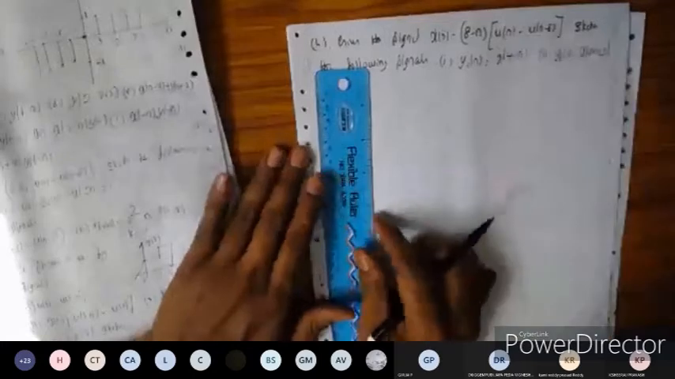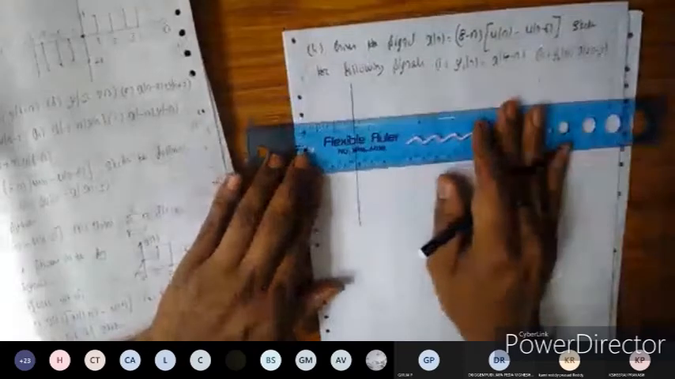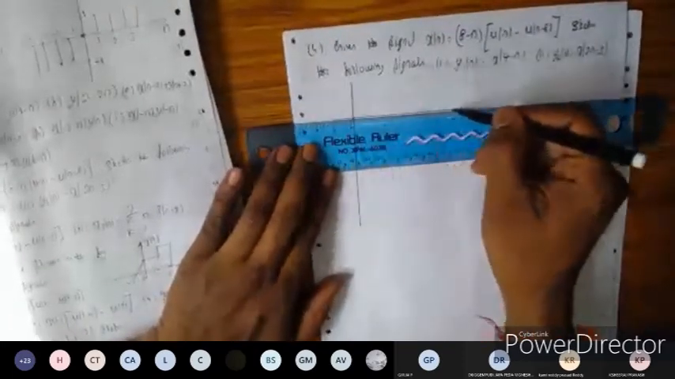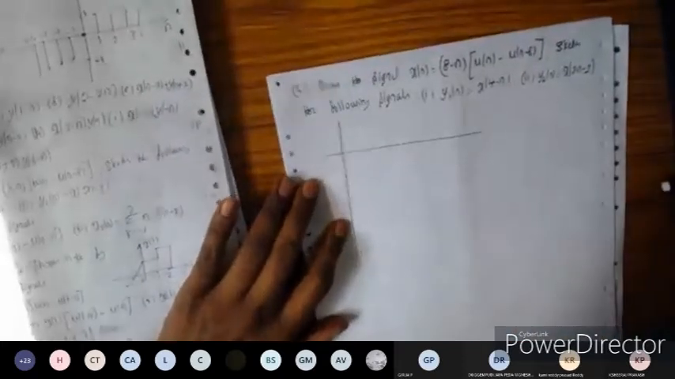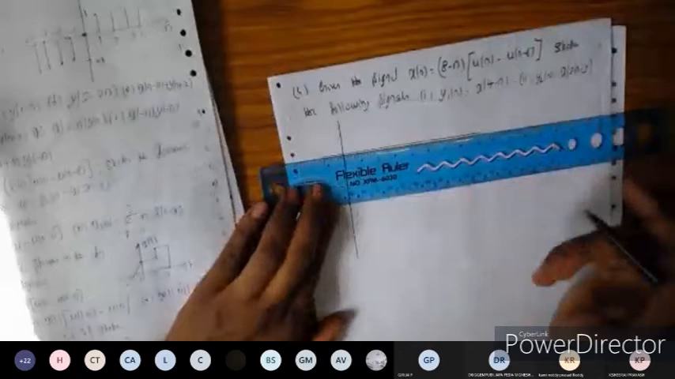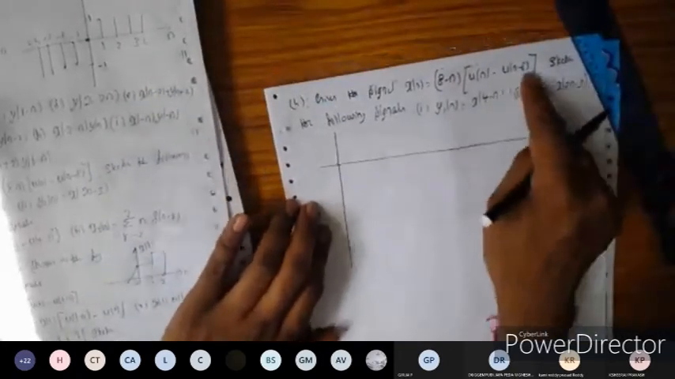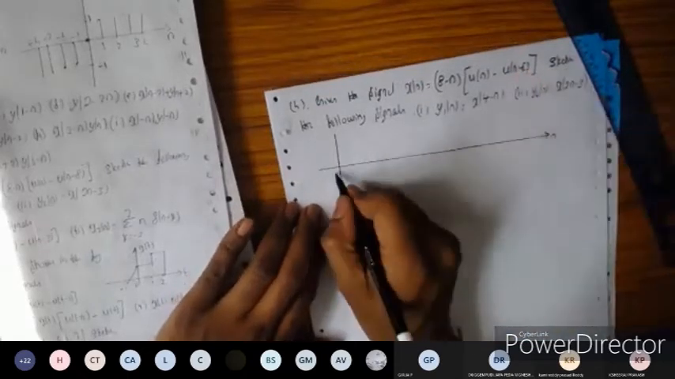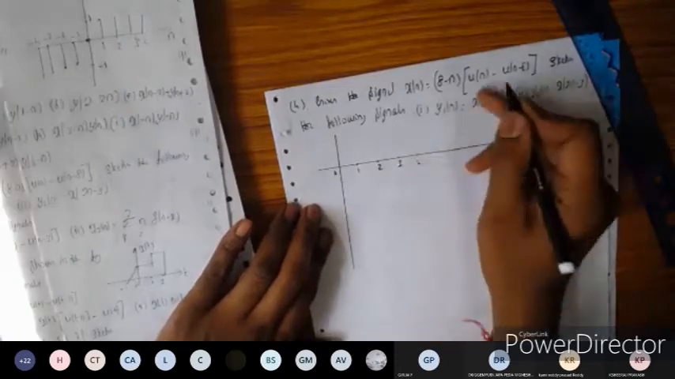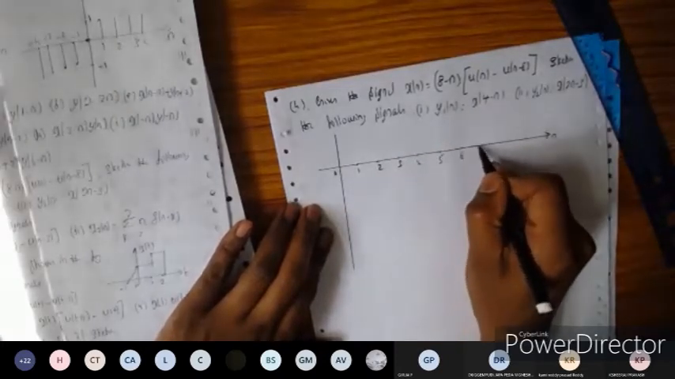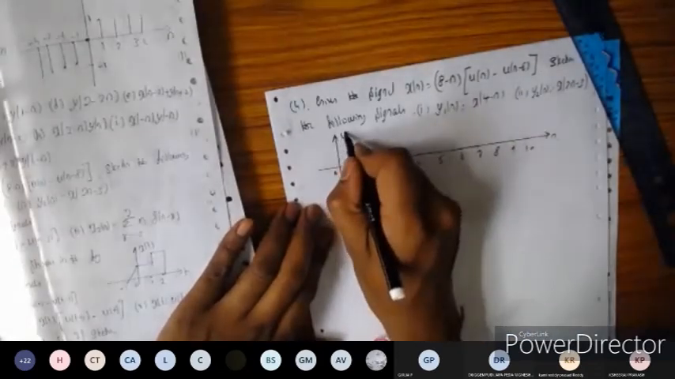So u of n is given, and I'm going to draw it here. u of n is nothing but the unit step function. It has the value 1 from 0 to infinity. Because we need u of n minus 8, we need some 10 samples, so I'm going to mark the sample numbers for u of n here.